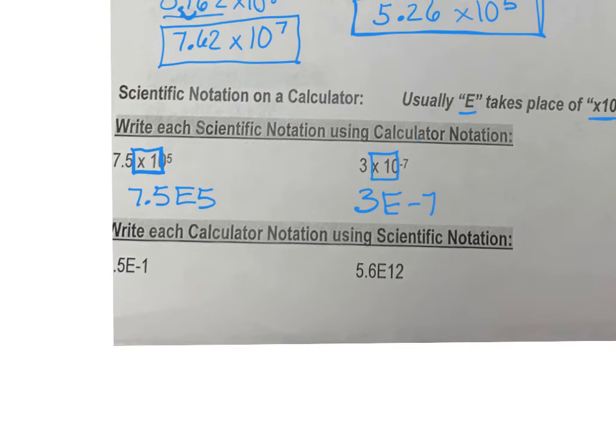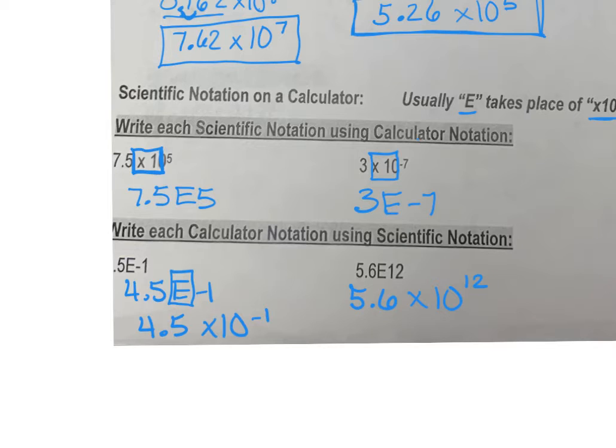This one got cut off. This one says 4.5 E to the negative 1. So we're going to put that back into scientific notation. All we're going to do is replace this with times 10 to that power, so 4.5 times 10 to the negative 1. All you're doing is replacing E with times 10, or replacing times 10 with E. So this one becomes 5.6 times 10 to the 12. So some calculators might use that notation. Just be aware of that.